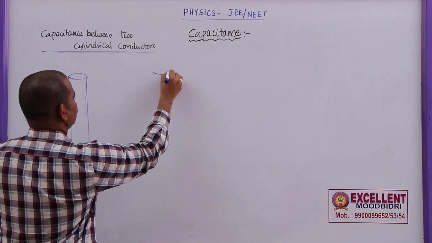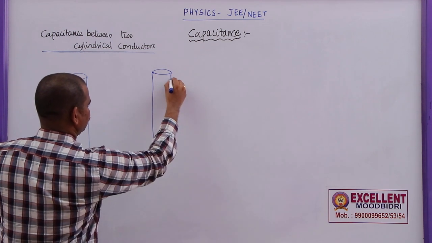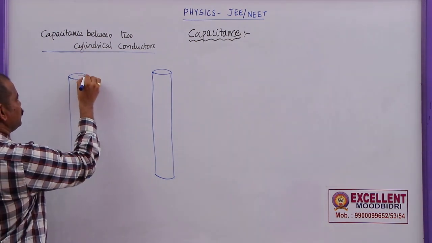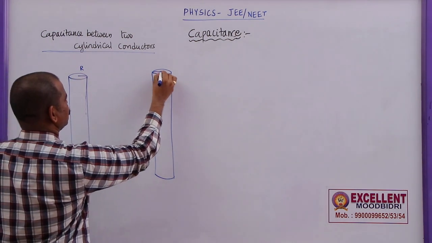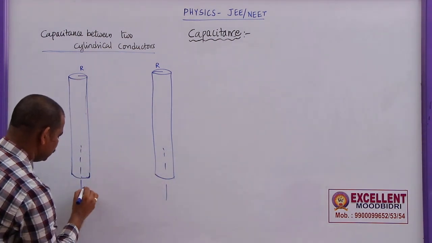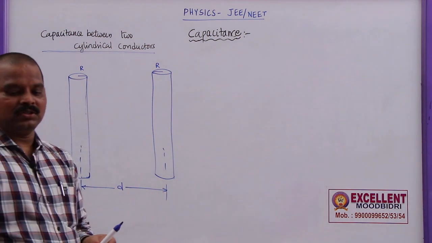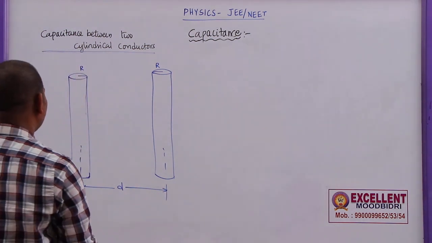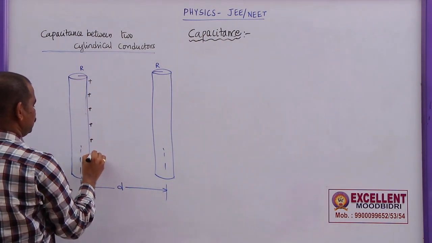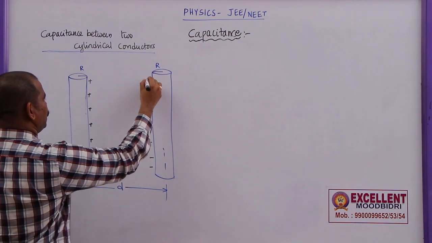And this is the second cylindrical conductor. Let the radius of this one be R, and let the radius of this one also be R, and the distance between their axes, let us say, is d. Now, in this system, let us say one of the cylinders is charged positively on its surface, and the other one is charged negatively on its surface.